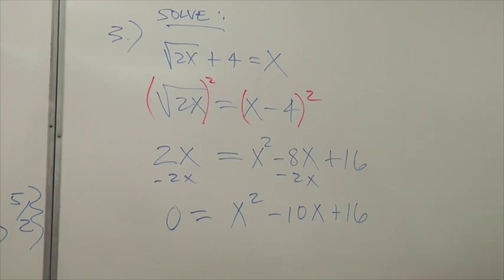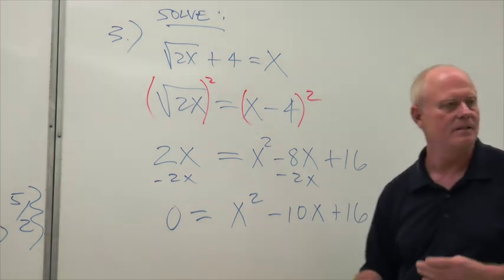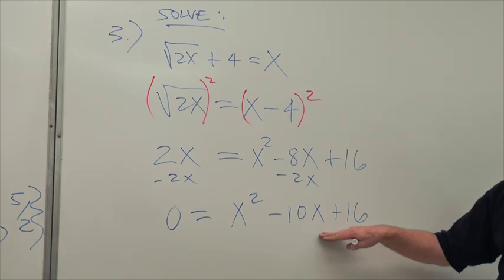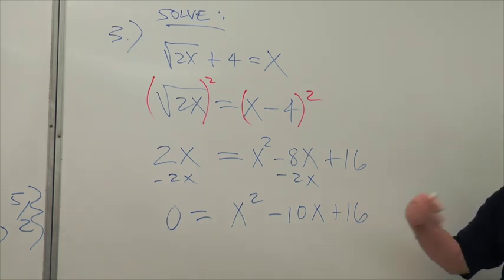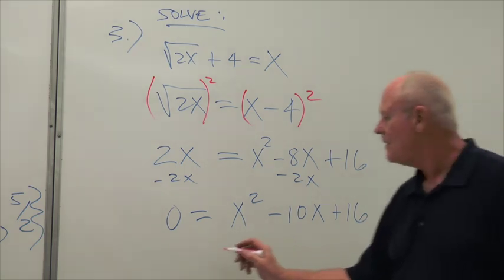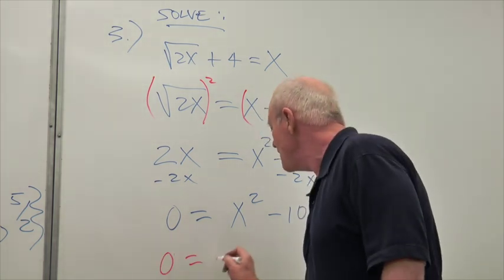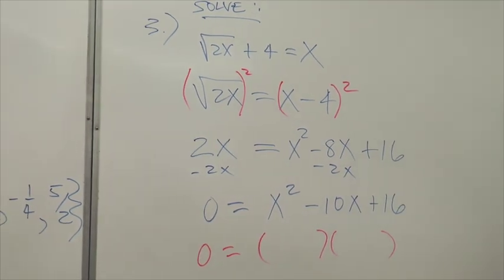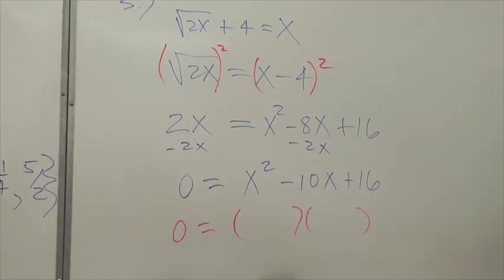Now, what is the best thing to do here? What's the quickest way to get to the answer? Look at this trinomial. It's pretty friendly, right? So maybe we should just do a little trial and error factoring here. So 0 is equal to, let's assume we can do so at first. If not, we can revert to the quadratic formula.